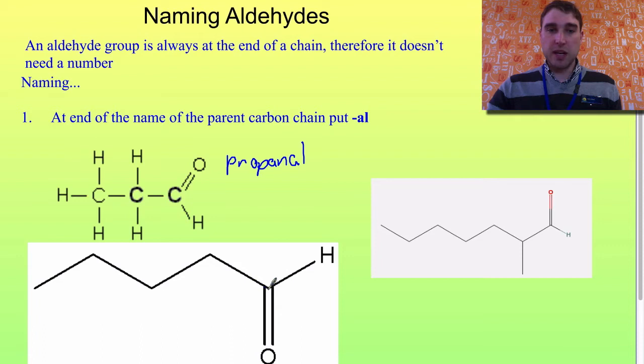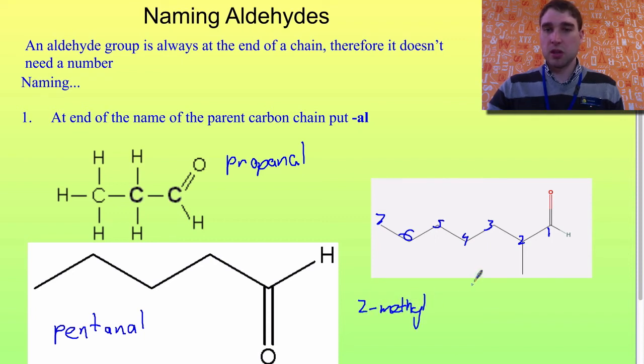If we look at this one here, we count our carbons, 1, 2, 3, 4, 5, so pentanal. If we look at this one over here, we've got a methyl group, but in terms of naming, the most important thing is the carbonyl group at the end here. So we've got carbon 1, 2, 3, 4, 5, 6, 7. We're going to number from this end because that's where the important bit is. So we've got a methyl group on carbon 2, so 2-methyl, and 7 carbons, so heptanal.